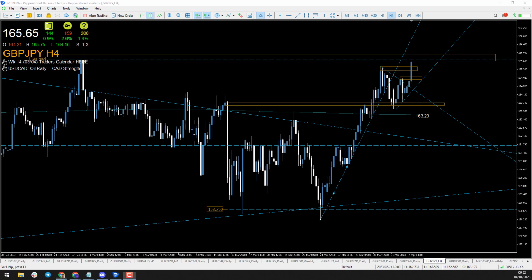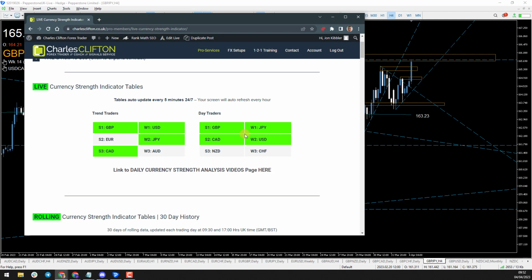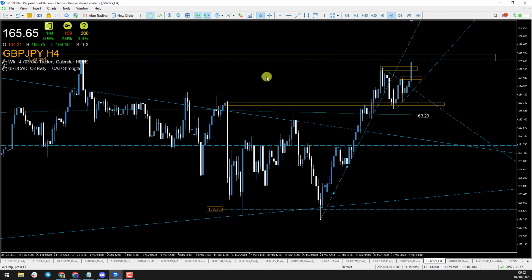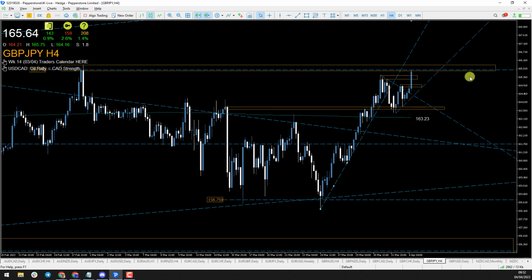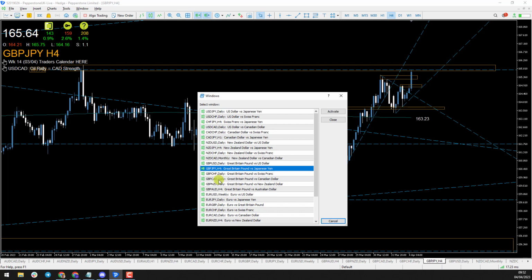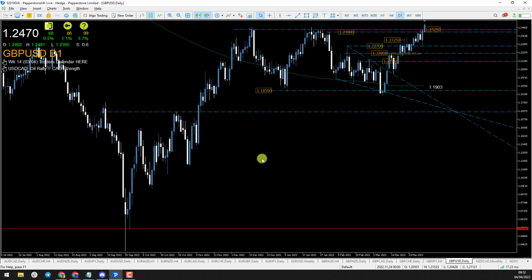Another currency pair obviously of interest, to do with the pound, is pound US dollar. US dollar, the weakest currency from the trend trader's point of view. This is largely due to a lot of fundamental conditions at the moment, so I'm looking to see if the dollar would continue to weaken. So let's just head over to pound US dollar and see where it is.